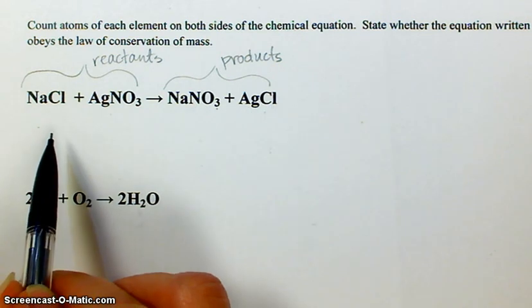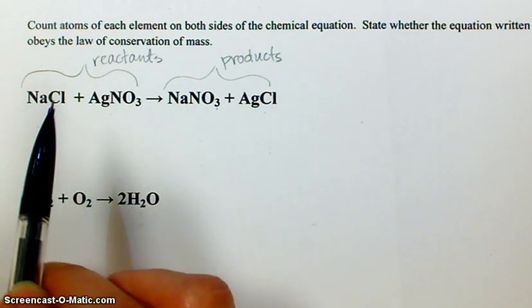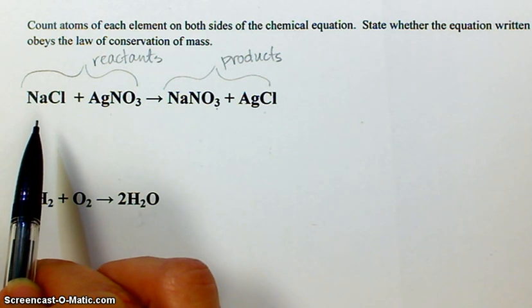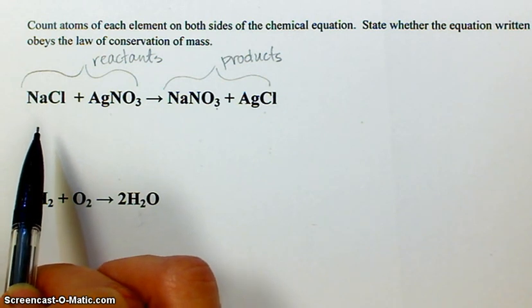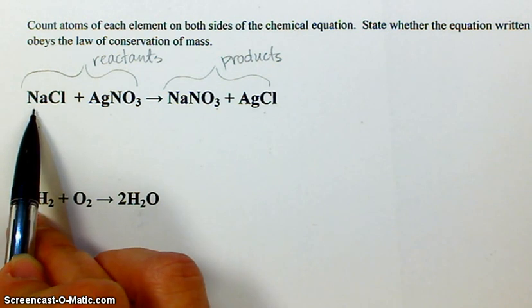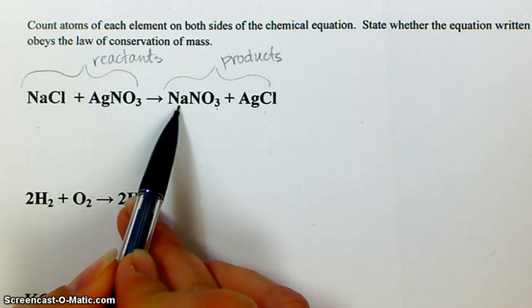Is this equation balanced? Well, everything has to be the same on both sides. You have to have the same number and the same type of atoms on both sides. I have 1 sodium here and 1 sodium here.